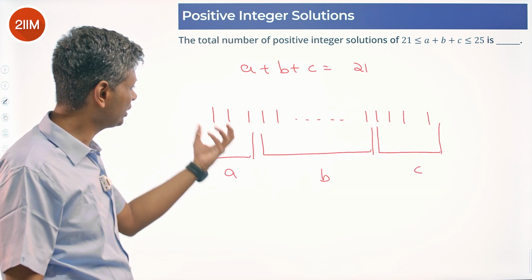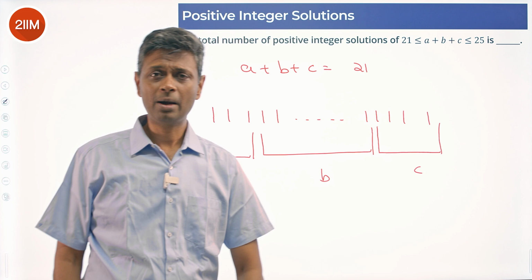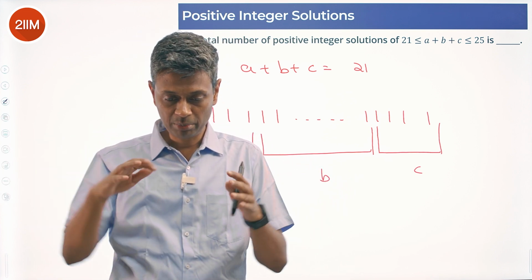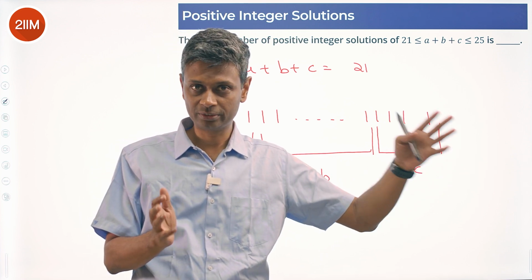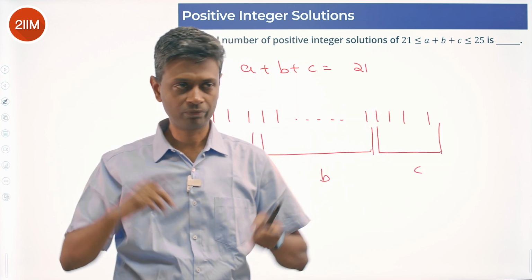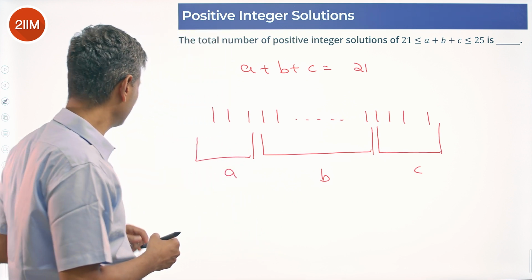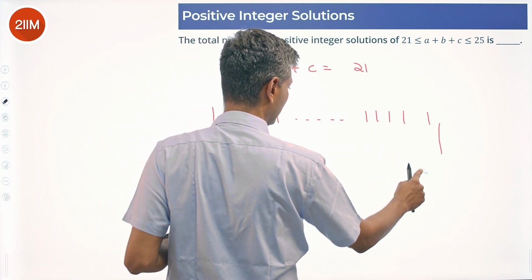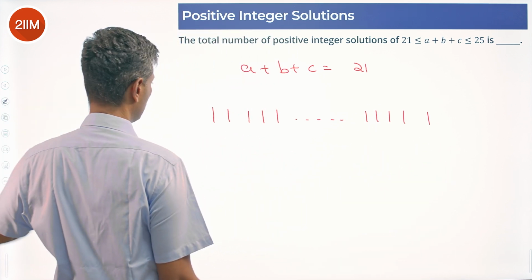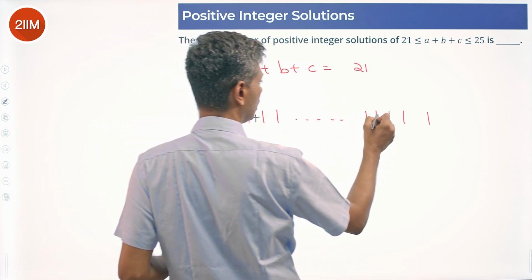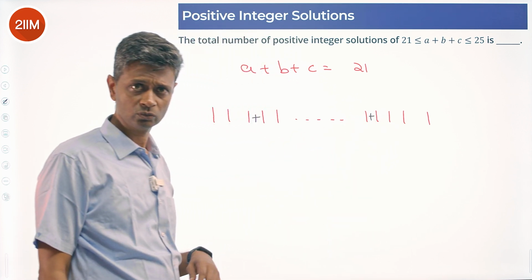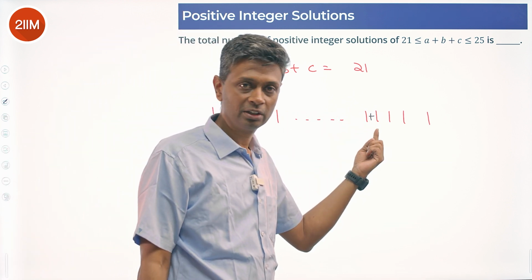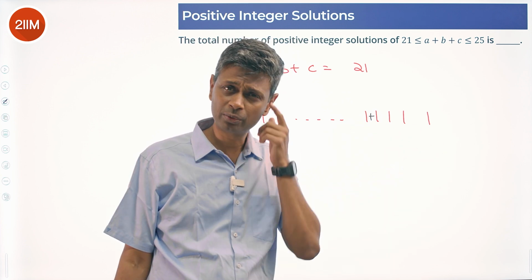Instead of putting them in 3 baskets, I'm practically separating them into 3 piles. First few ones, middle few ones, last few ones. Either sticks or ones, doesn't matter. Or effectively, instead of doing this whole stick thing, I can say I'm going to put some plus symbol in between. If I put a plus symbol here, the first number becomes 3. If I put a plus symbol here, the last number becomes 4, the middle number becomes 14.